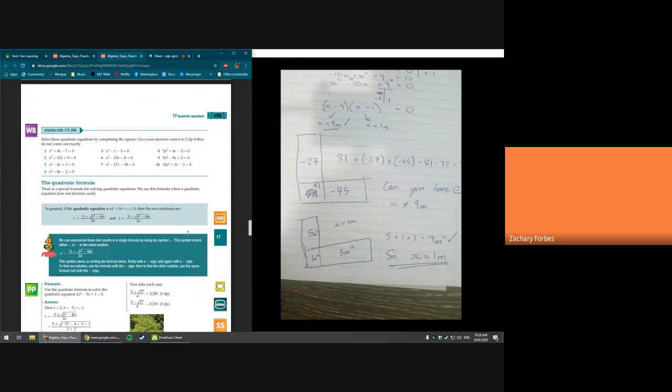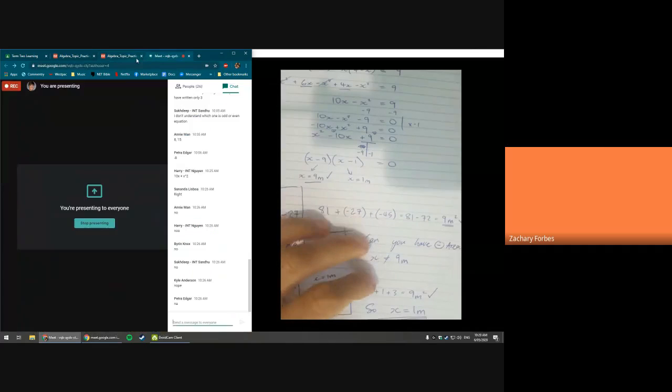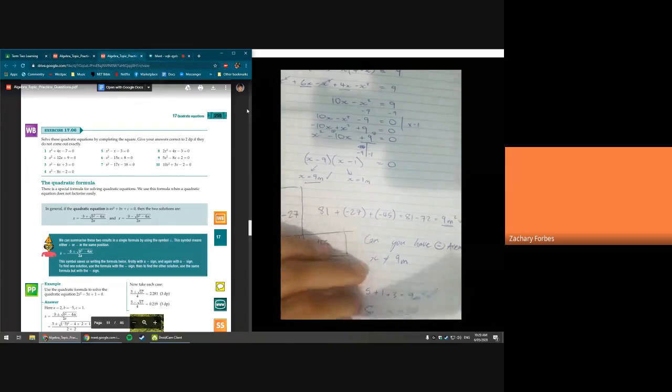The next one's completing the square. Do you guys want me to push on? We've got a lot more stuff to cover. I could just do another lesson at another time, or I can make a video, or I could do something else.